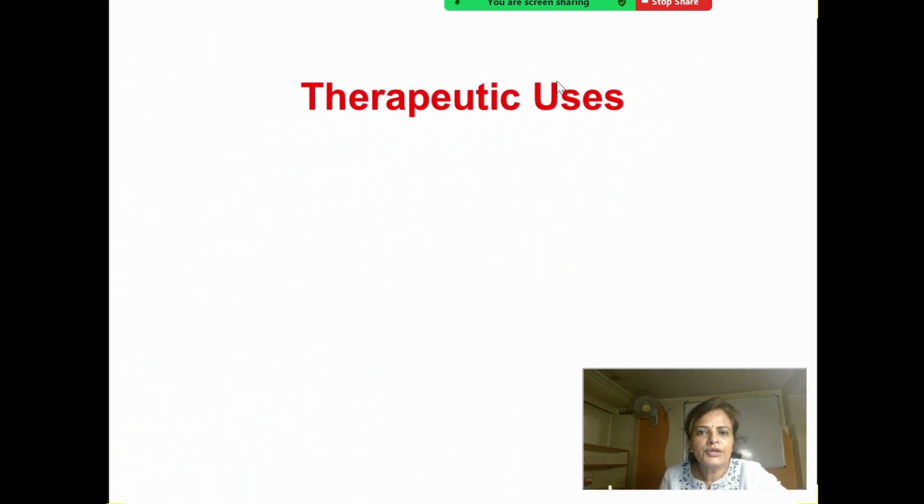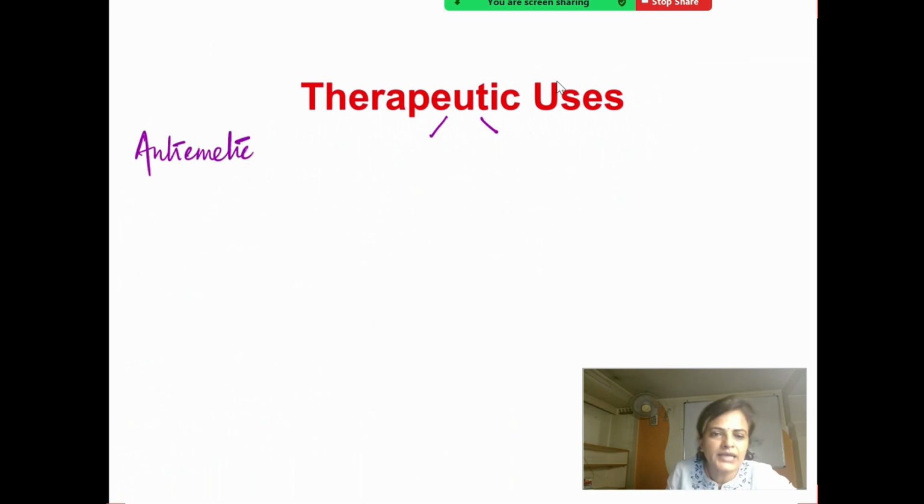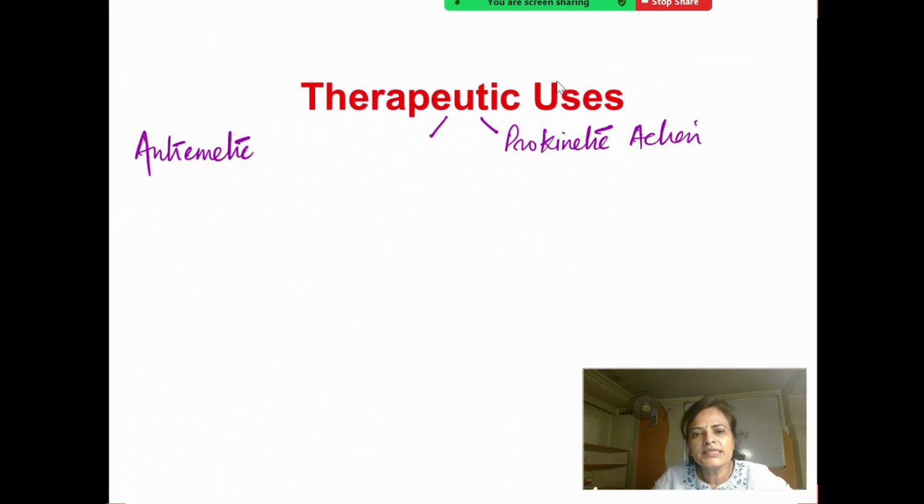Coming to the therapeutic uses of this group of drugs. This drug exerts two types of action. Number one is antiemetic, if it is acting centrally, and another one is prokinetic action, that is a peripheral action. So it is used both as an antiemetic as well as a prokinetic.